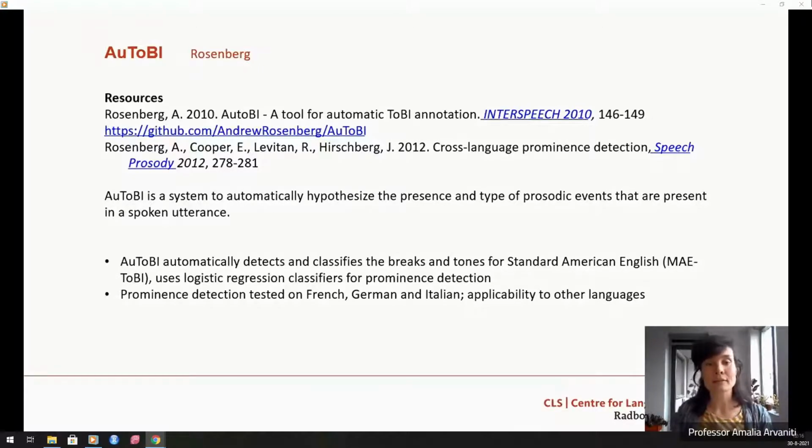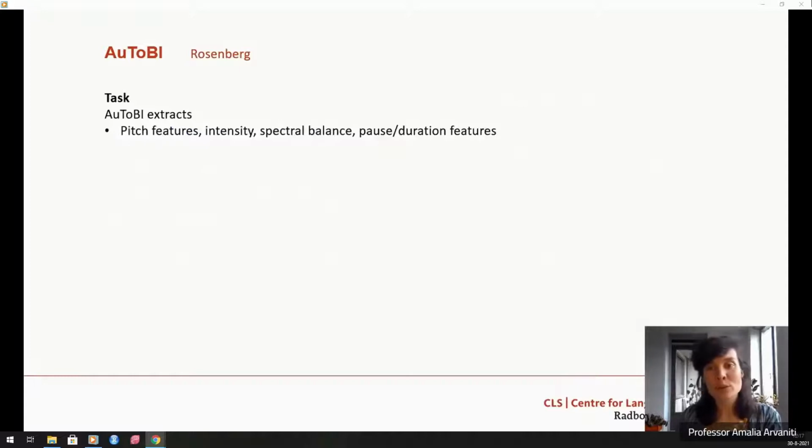The system has been used to explore prominence in French, German and Italian as well, that is using the prominence cues from American English on these other languages. However, the system can be trained to work with data from other languages, which we'll discuss later on. And of course, you can use this trained system on other languages as it is. To get started using AutoBI, you can download it from Andrew Rosenberg's GitHub. The link is on the previous slide.